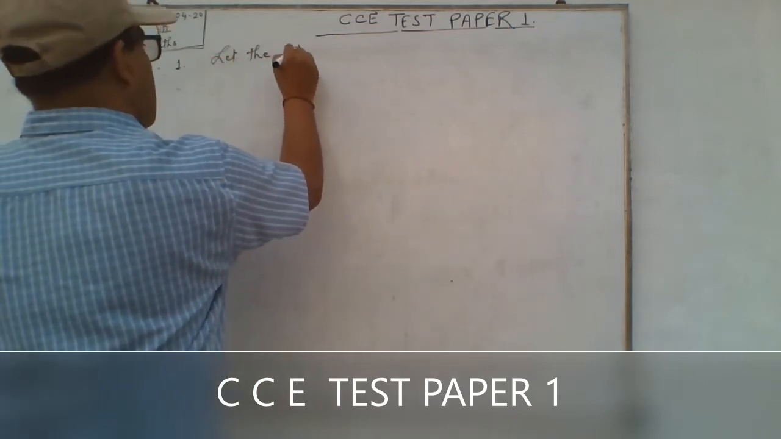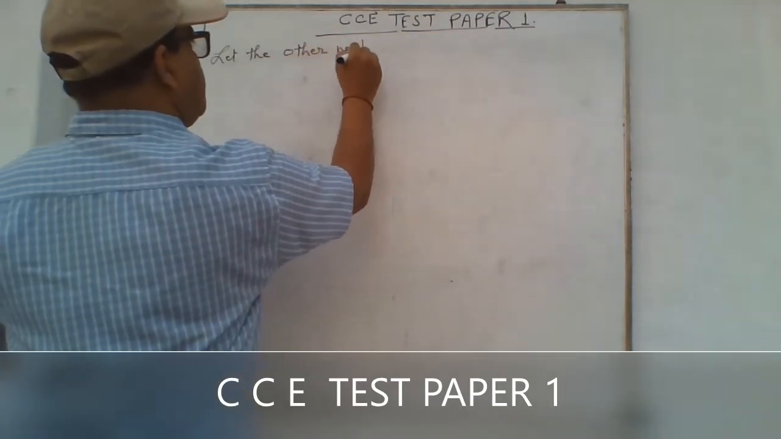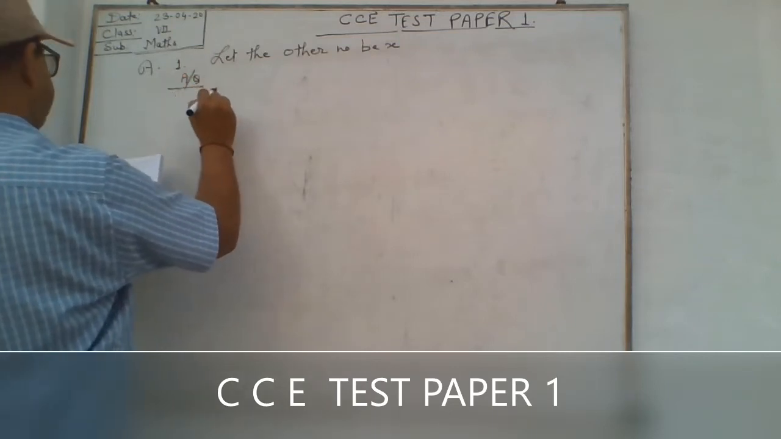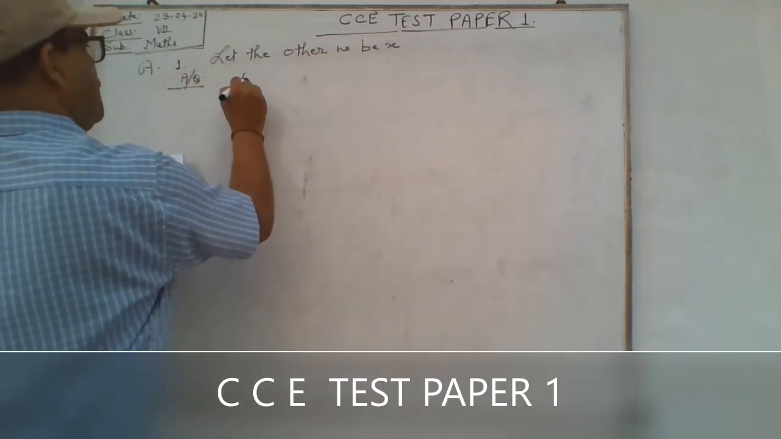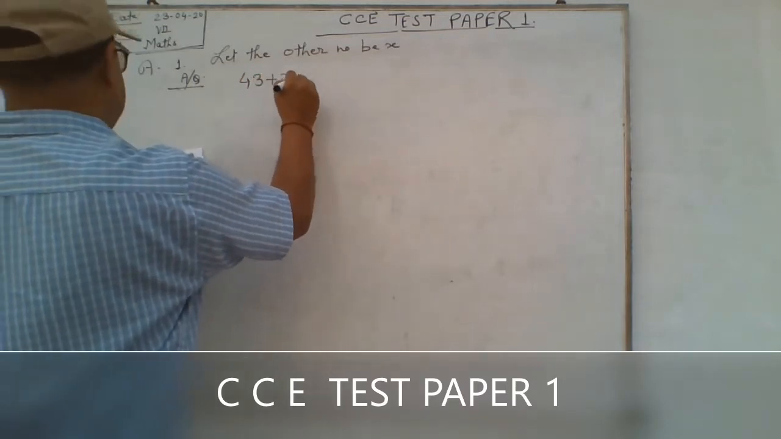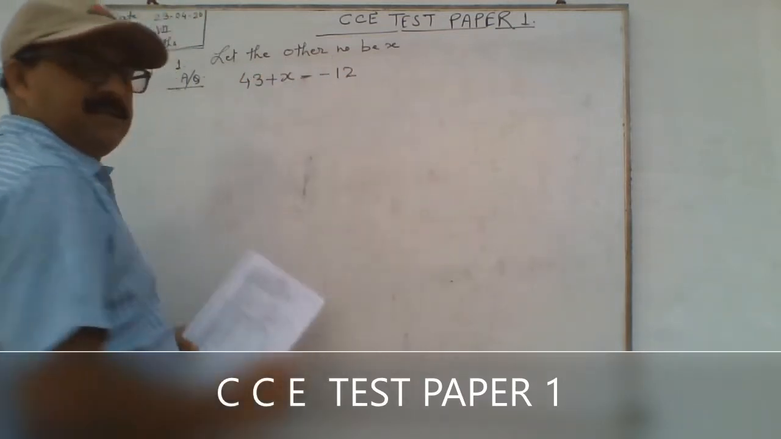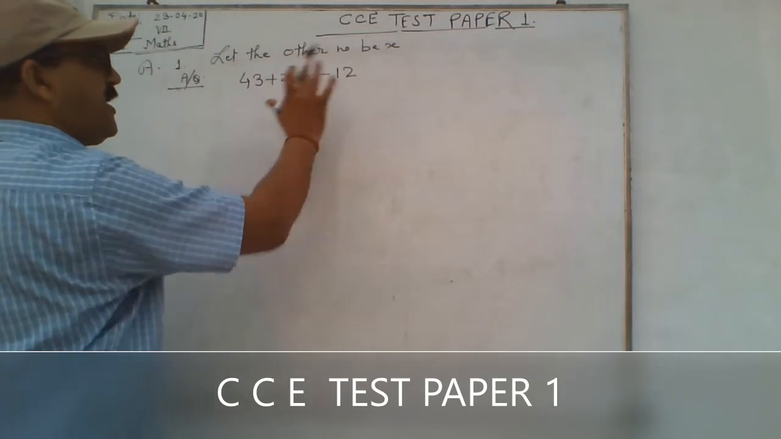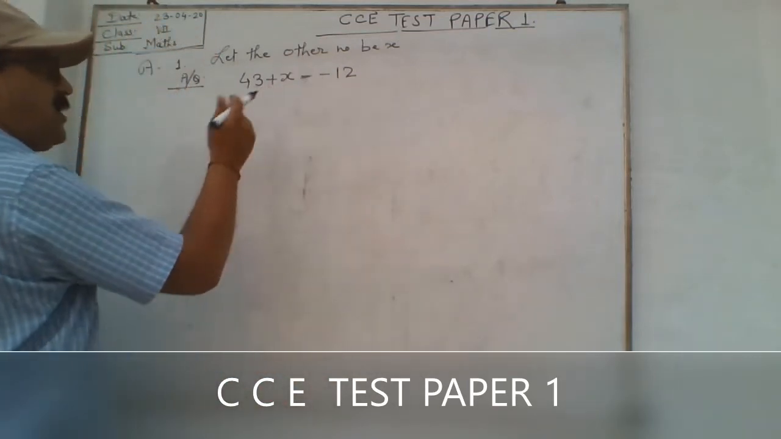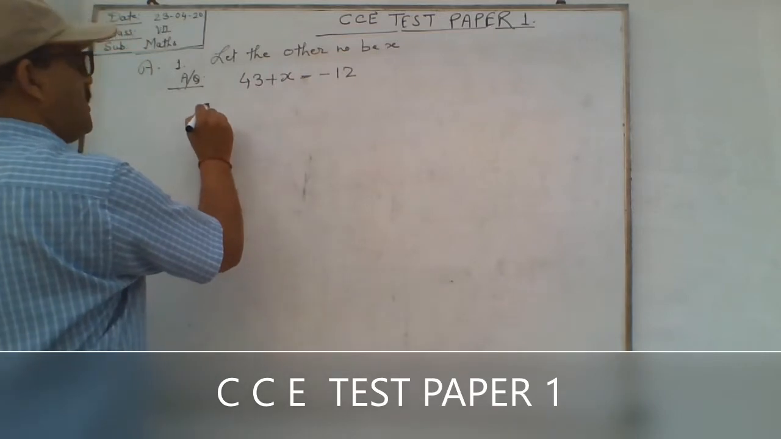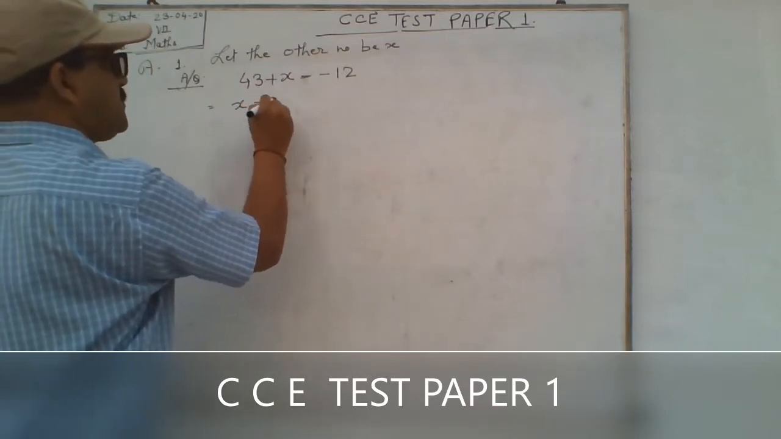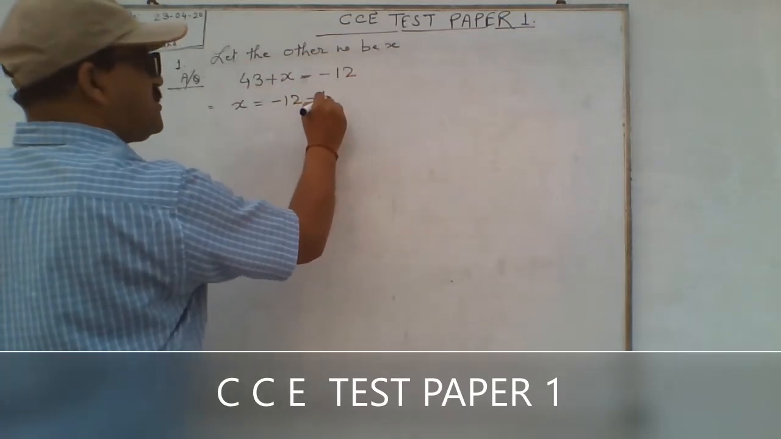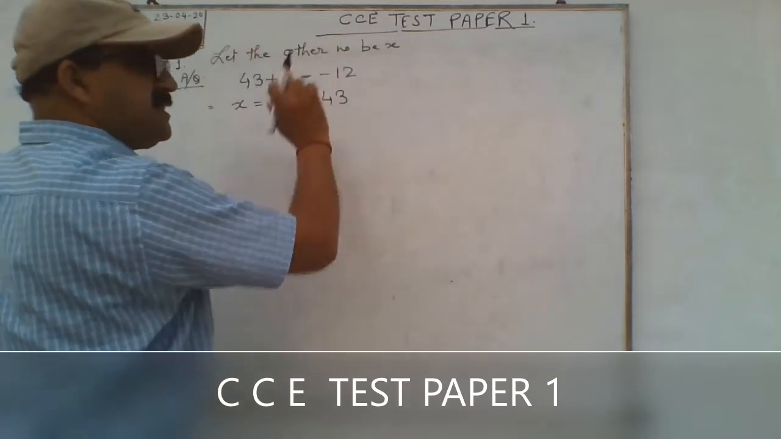Let the other number be x. According to the question, 43 plus x is equal to minus 12. This is the equation of the question, and here you have to find the value of x. Now the value of x is our answer. x is equal to minus 12, and when 43 is transposed here, it becomes minus 43. Positive integers will change into negative integers.